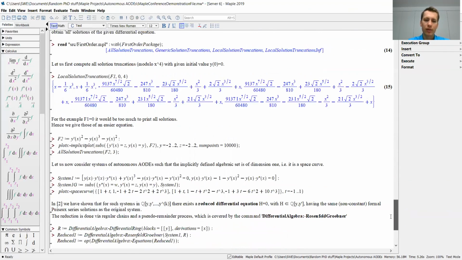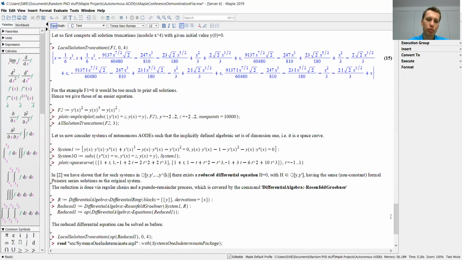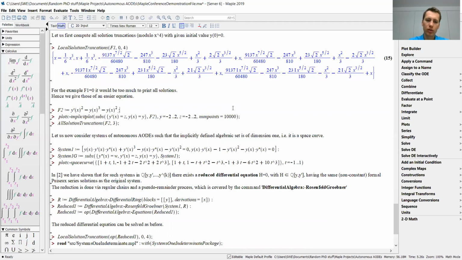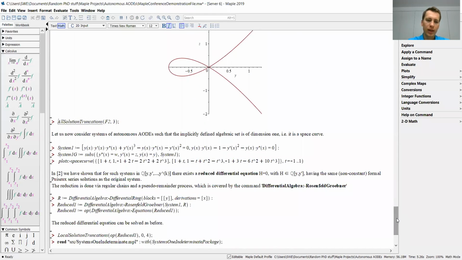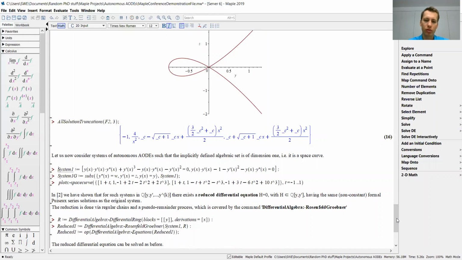For this example, it would be too much to print all solutions here. So we also compute the solutions of an easier example. So print it here. And then we compute all solutions. As you can see, we have two generic solutions and two particular solutions which are not covered.